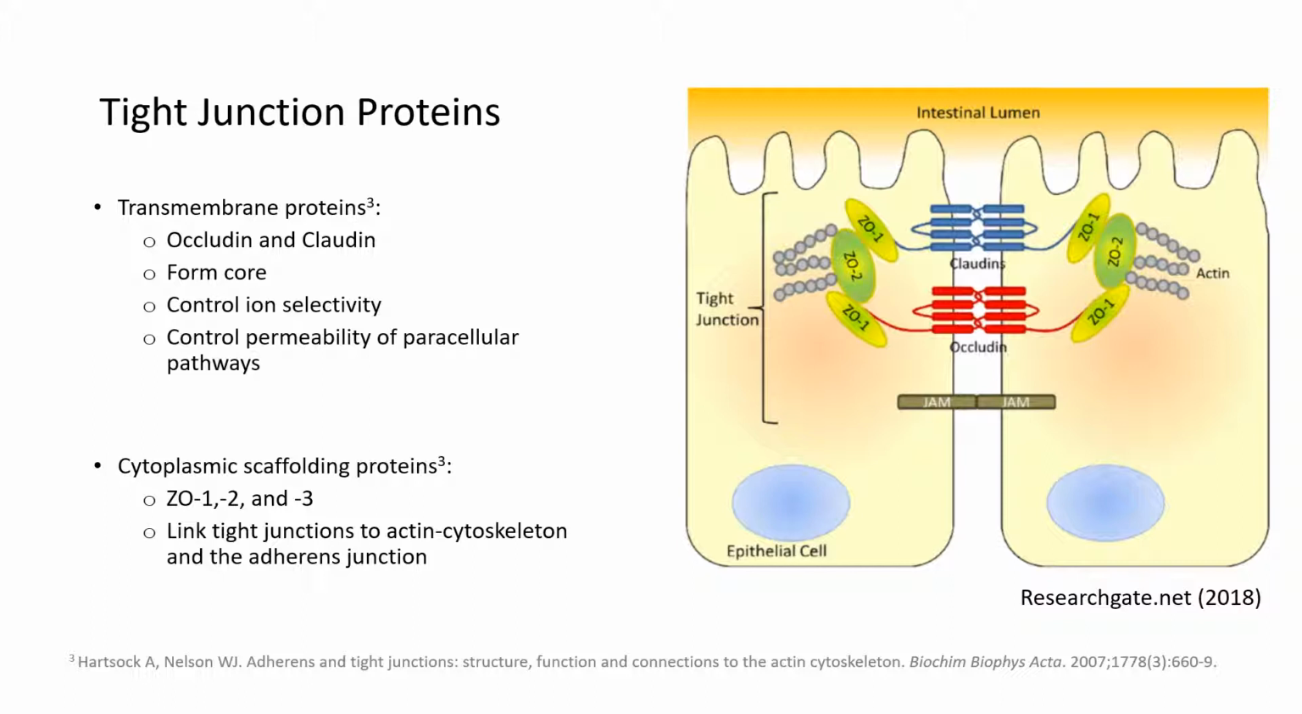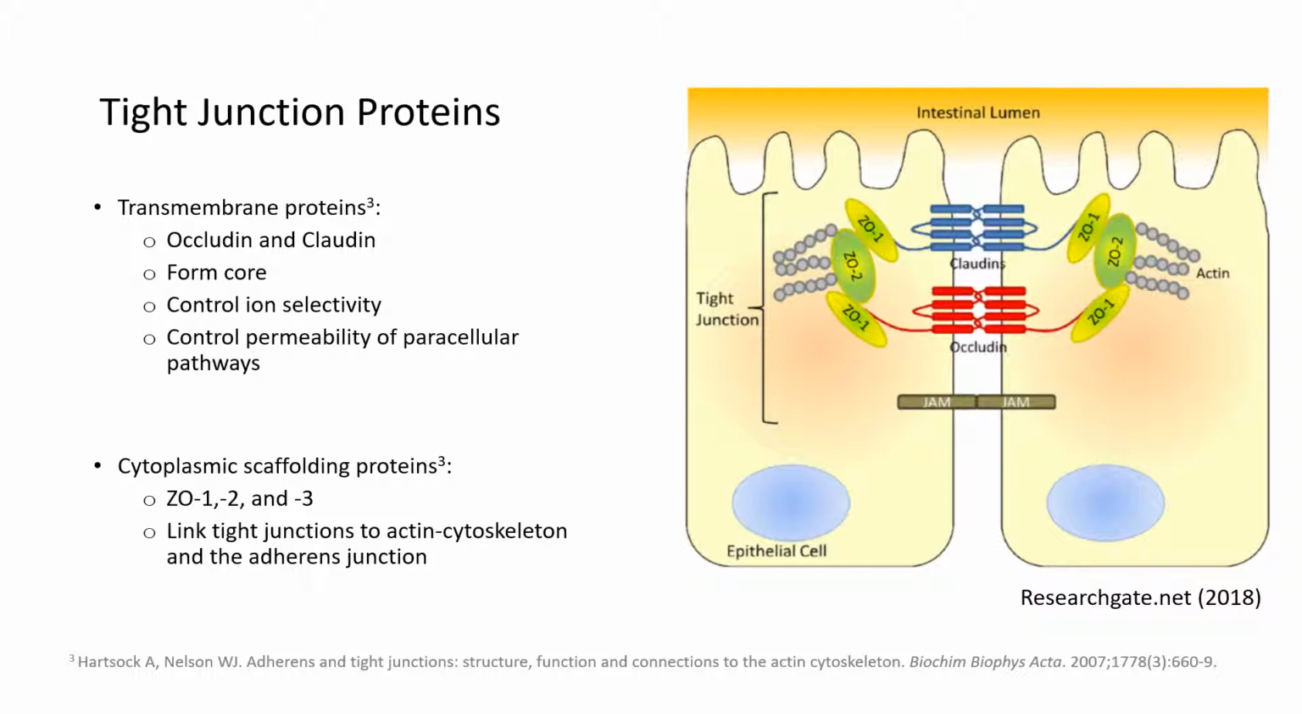So the different proteins that I was able to look up that take part in tight junctions, one of them is the transmembrane proteins, and these are your occludins and your claudins, the ones depicted as blue and red in the image you see here. And these form the core of your tight junction, and they control the ion selectivity and the permeability of paracellular pathways for your epithelial cells.